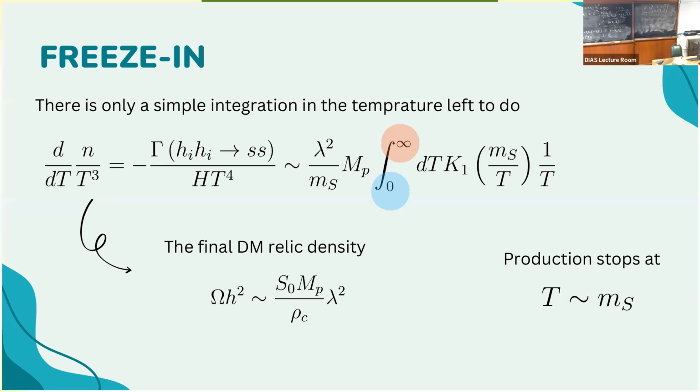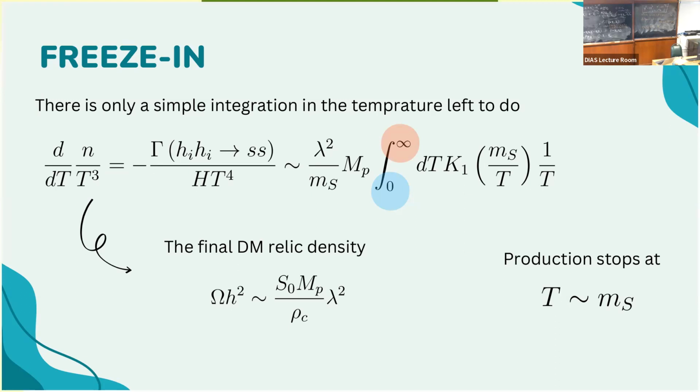So finally, we get this relic density. You see, we have the Planck mass. It comes from Hubble, and then we have this ratio between the critical energy density and the entropy density today. But most importantly, we have this dependence on the coupling squared. And since here we have the Planck mass, yeah.